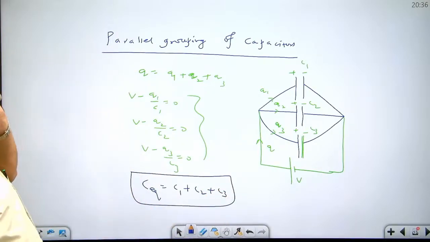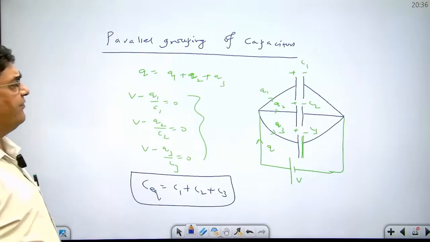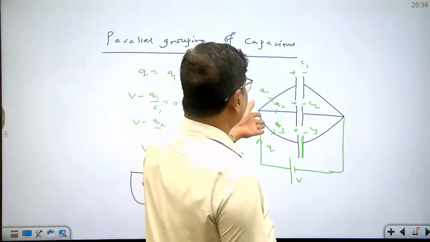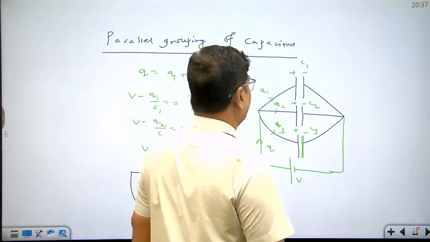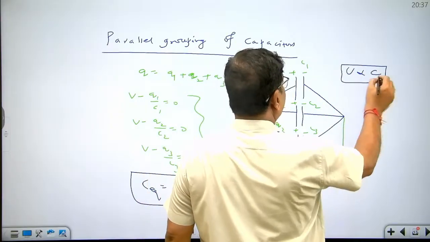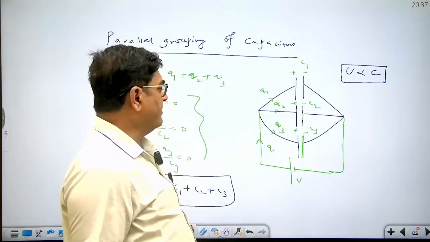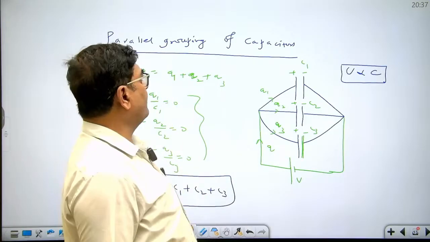So in parallel grouping, the equivalent capacitance is more than the highest capacitance connected in the circuit, okay? If you talk about distribution of charge, this is directly proportional to the capacitance. If you talk about the energy stored, then energy stored is directly proportional to C because the potential difference remains the same, okay? And what about the work done by the battery? This is the charge supplied into the potential difference, okay? This is all about the parallel grouping.